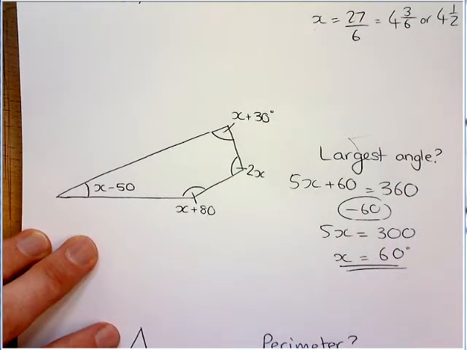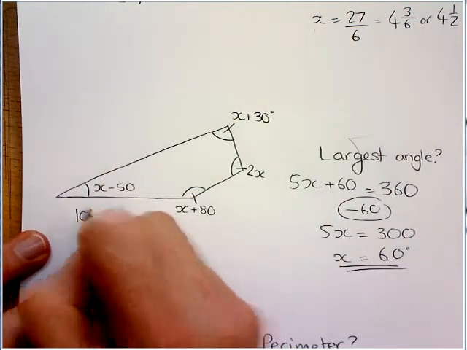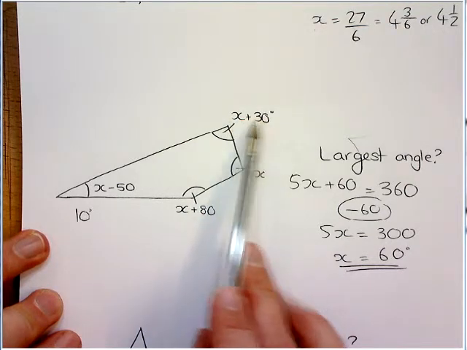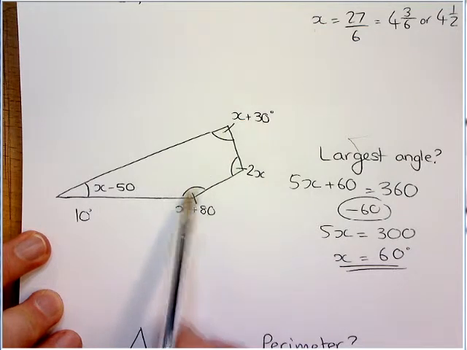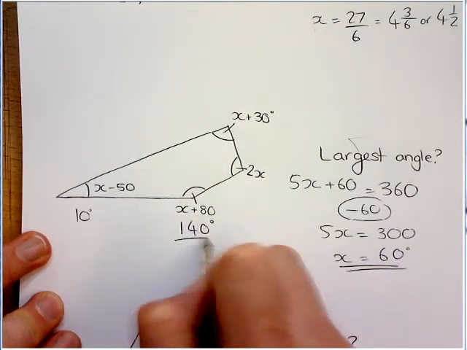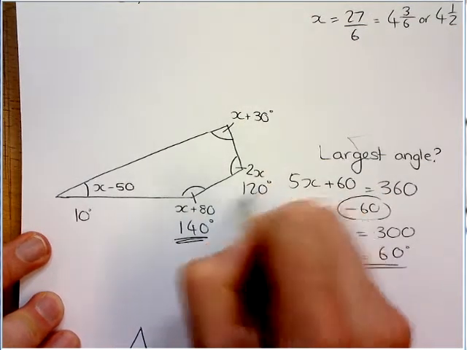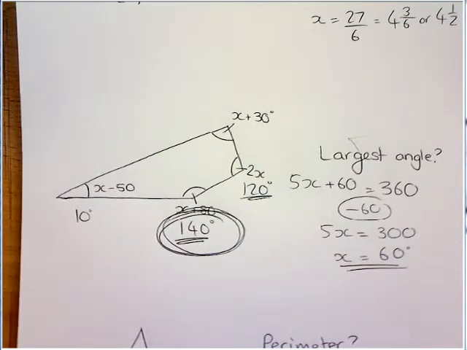So the largest angle, well, it's not going to be this one, that's going to be 10. You can see that this one is only having 30 added on, and this one is adding on 80. And you can also see that this is obtuse. So if that's 60, this one's 140. And if that's 60, double it is 120. So the answer to the largest angle would be 140.